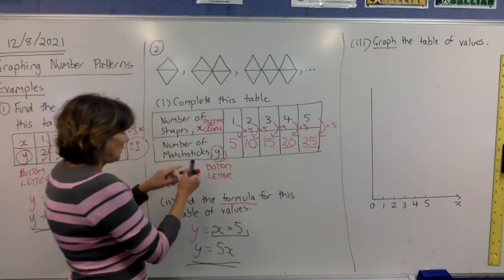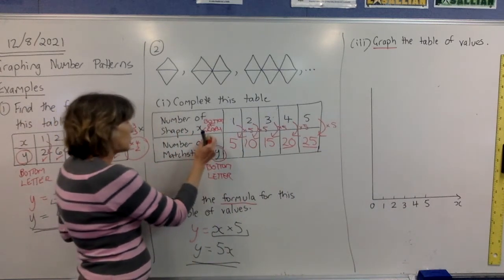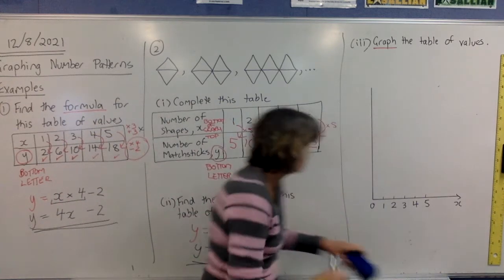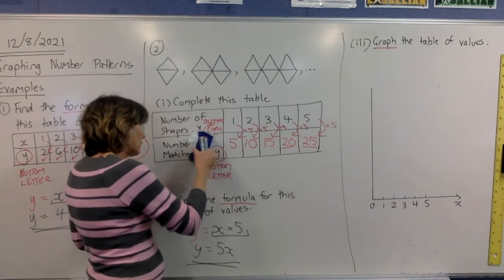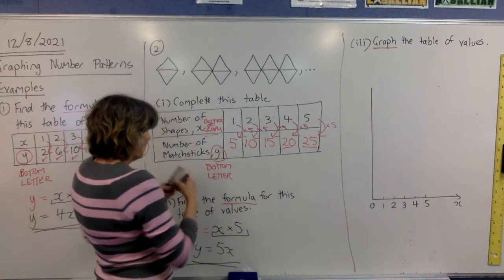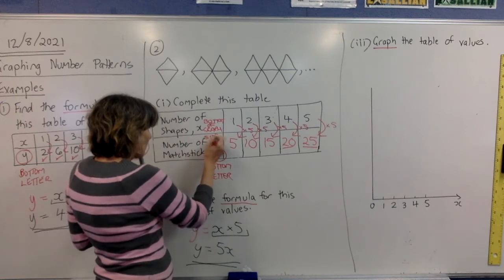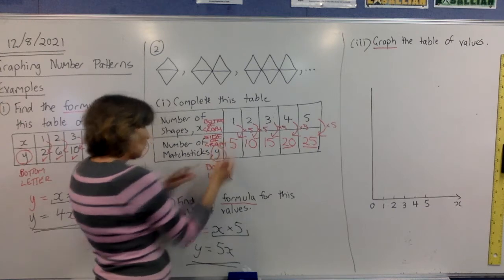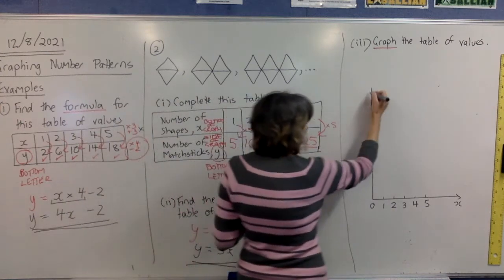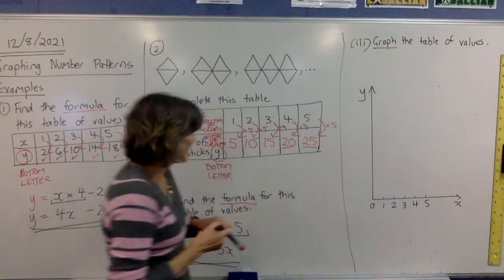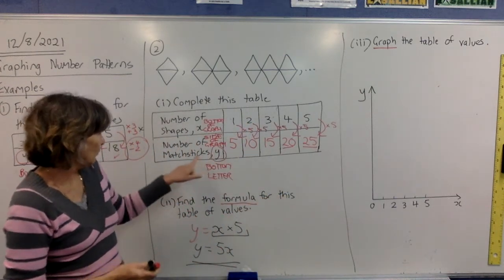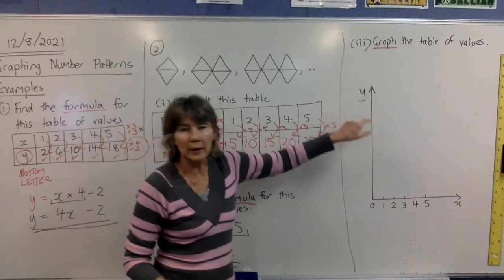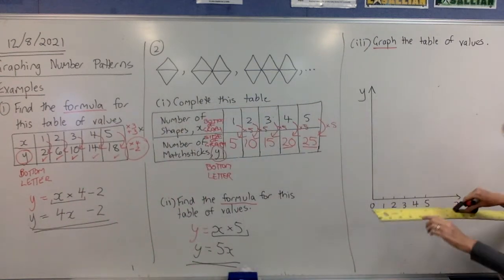Now, the bottom row of the table goes on the side, okay, the vertical side. So we're going to write the letter y up the side here. Okay, now let's just see how much we need to go up to here. For the y's, our highest number is 25. So we're going to measure this up to 25 and we're going to evenly mark it.